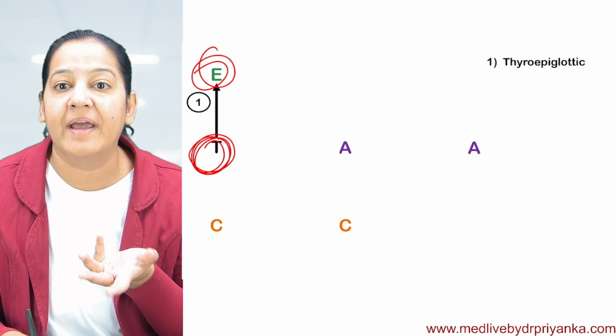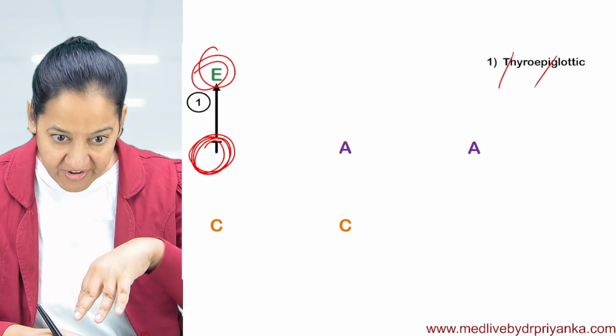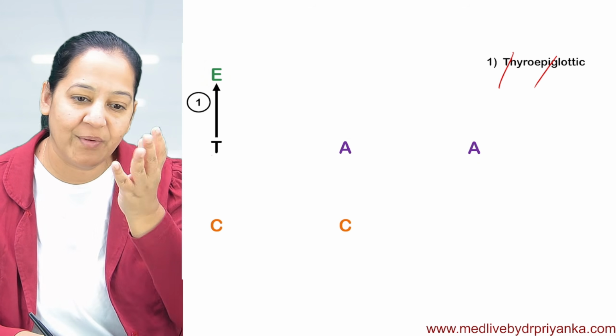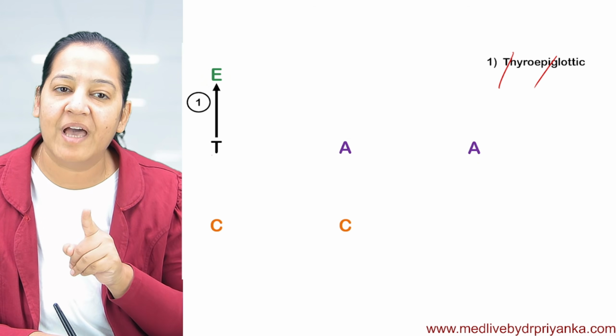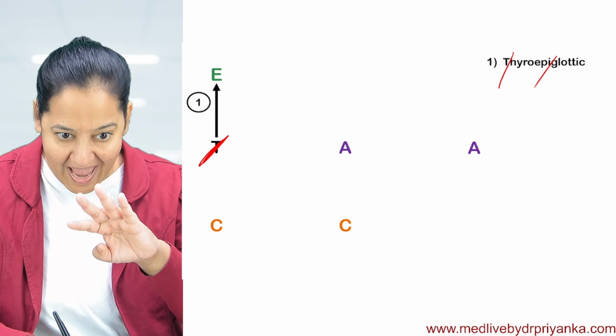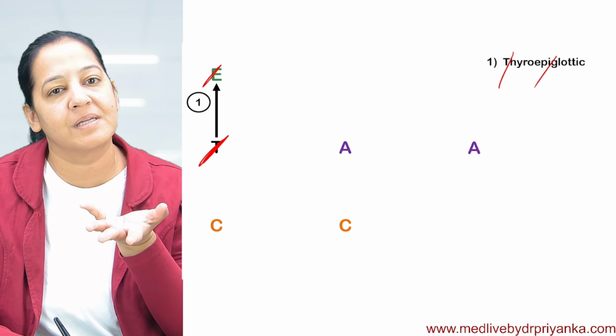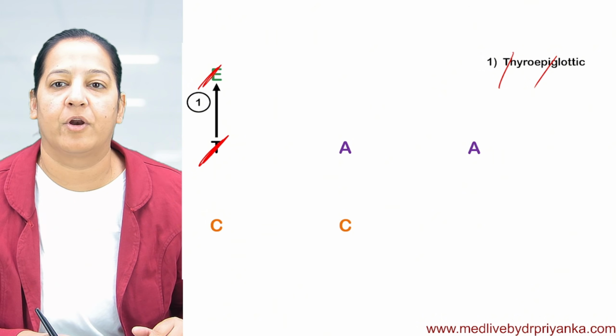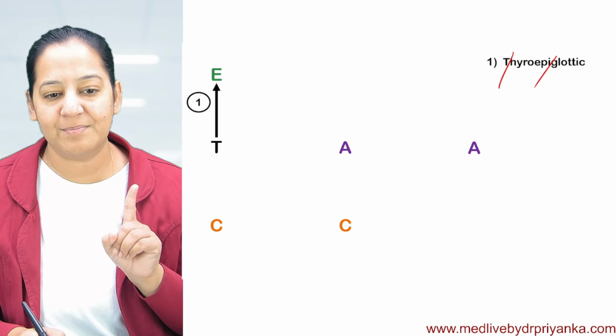So what is the name? It is thyroepiglottic. From where to where? Where is the origin? Where is the insertion? Look at the arrow. The arrow is starting from the thyroid, so the origin is the thyroid, and the arrow is ending towards the epiglottis, so the insertion is on the epiglottis. So the first muscle is thyroepiglottic.